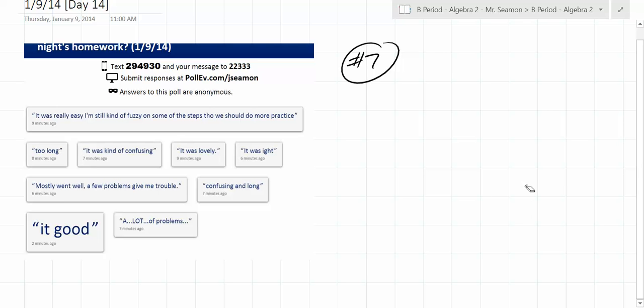Okay, number 7 says, thanks for getting those shades. 3x plus 1 over 2x squared plus x minus 6. And what are you supposed to do? Find all numbers that are not in the domain. Then give the domain in set builder notation.